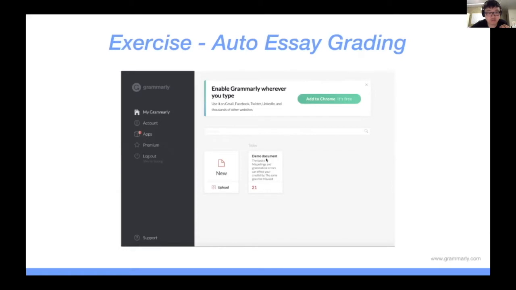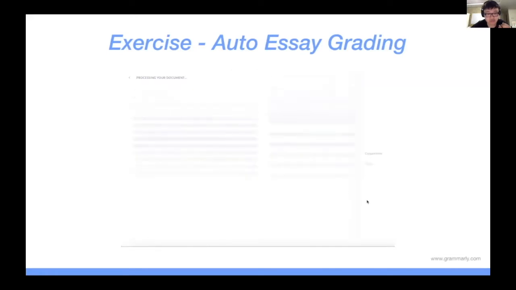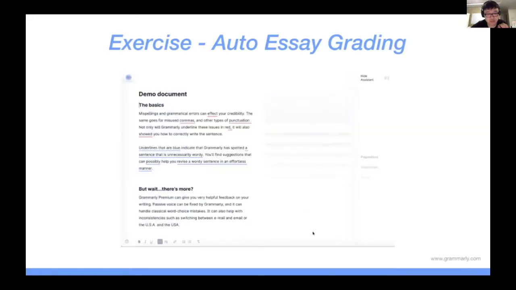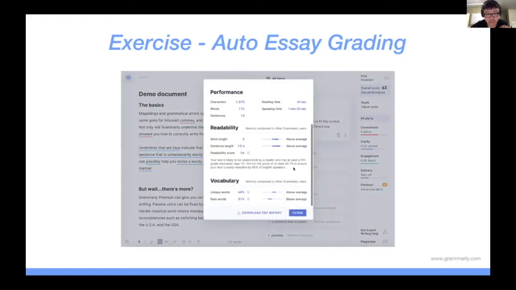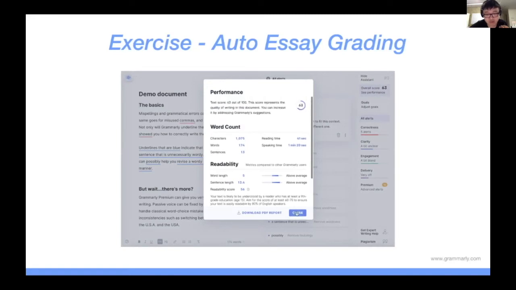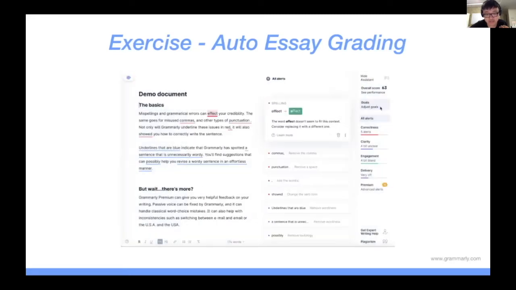And also for the exercise, one type of exercise is essay writing. One of the most famous companies is Grammarly, and they built a very cool automatic essay grading tool. So here is an example. You can set goals for the essay practice, and after you enter all the text, it will show you what's wrong with your essay. They have very detailed dimensions to analyze your essay.